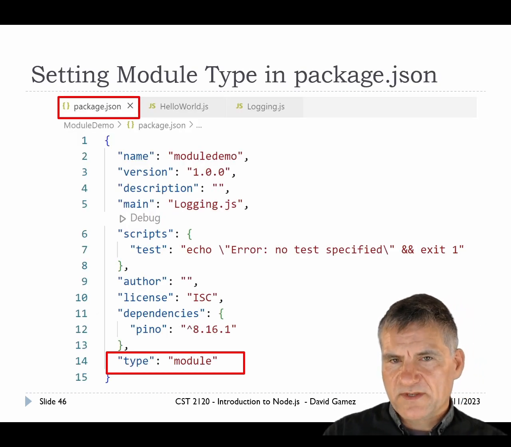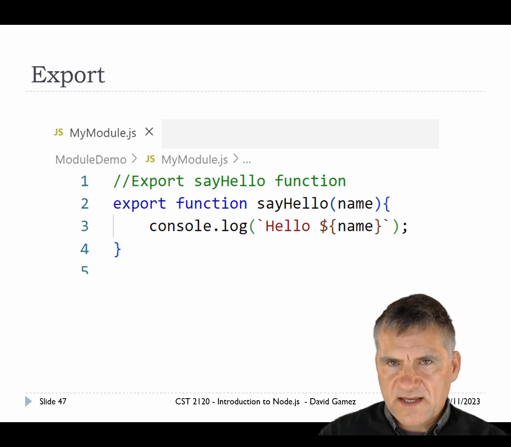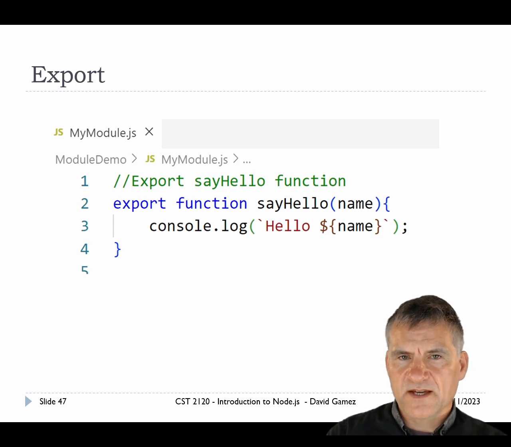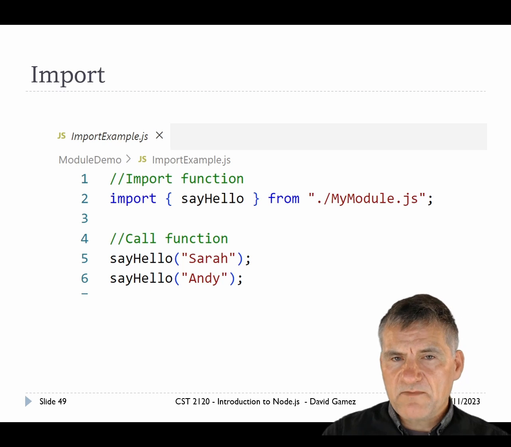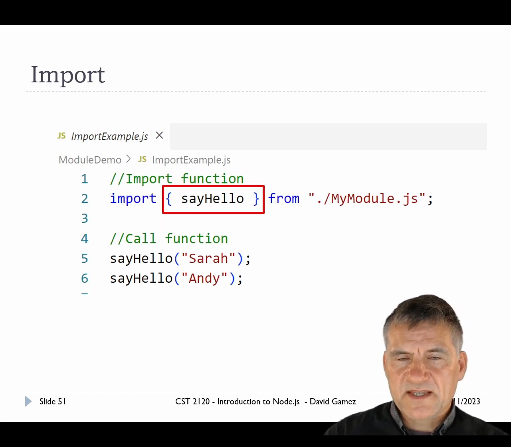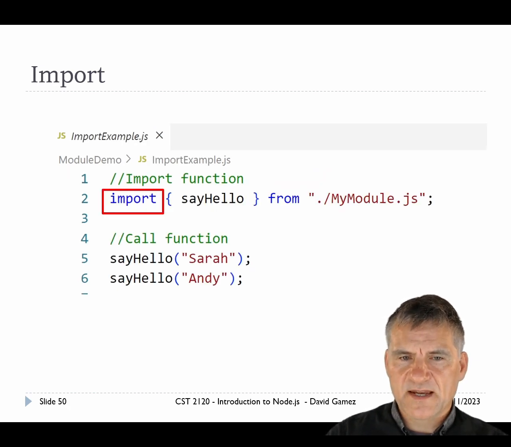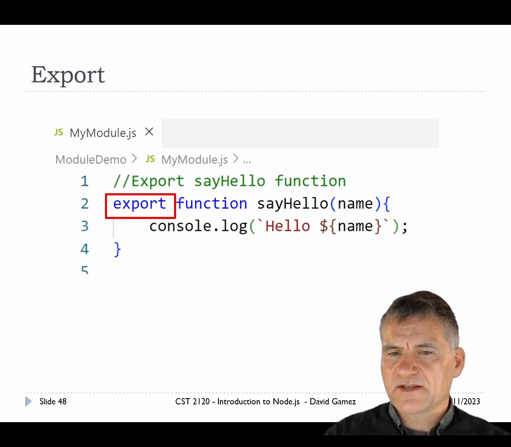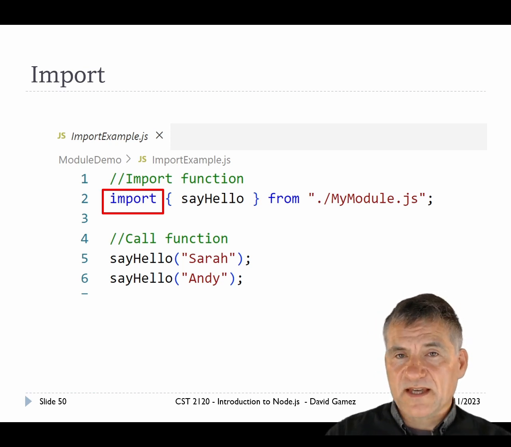So we need to make sure type module is set, and then we can export functions or classes or variables, whatever we want, just by putting export before them, and that turns my module.js into a module. And then on the import side, we just use the import keyword, and then we say what we want to import. Remember, we exported say hello, so we want to import say hello. So you can see here why we maybe want to use defaults, because if I don't know that this thing's called say hello, I won't be able to import it by name. But anyway, since I know the name, that's fine.